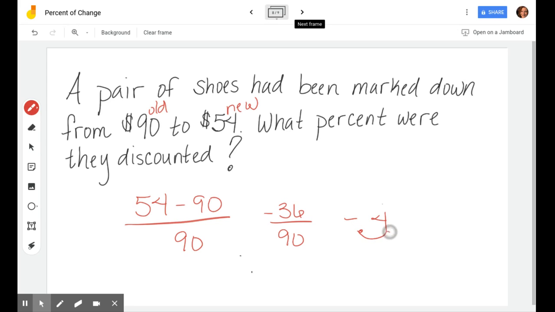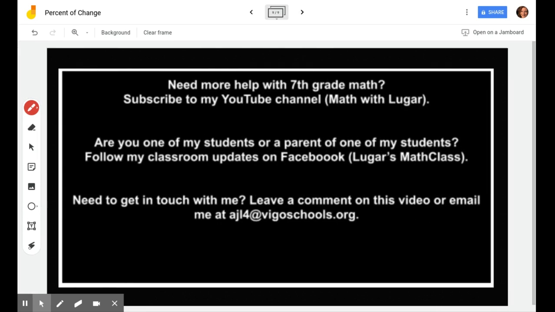Remember, we've got to scoot it twice, so that's going to be negative 40%. You can say negative 40%, or you can just say it was a 40% discount, a 40% off sale, or they were marked down 40%. So that's percent of change.